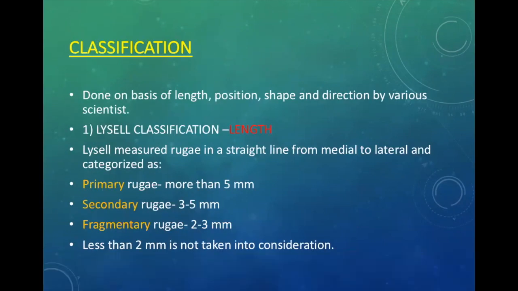Classification is done on the basis of length, position, shape, and direction by various scientists. Lysell's classification is based on length. Lysell measured the rugae in a straight line from medial to lateral, and categorized them as primary, secondary, and fragmentary rugae. Primary rugae are more than 5 mm. Secondary rugae are 3 to 5 mm. Fragmentary rugae are 2 to 3 mm. Less than 2 mm is not taken into consideration.